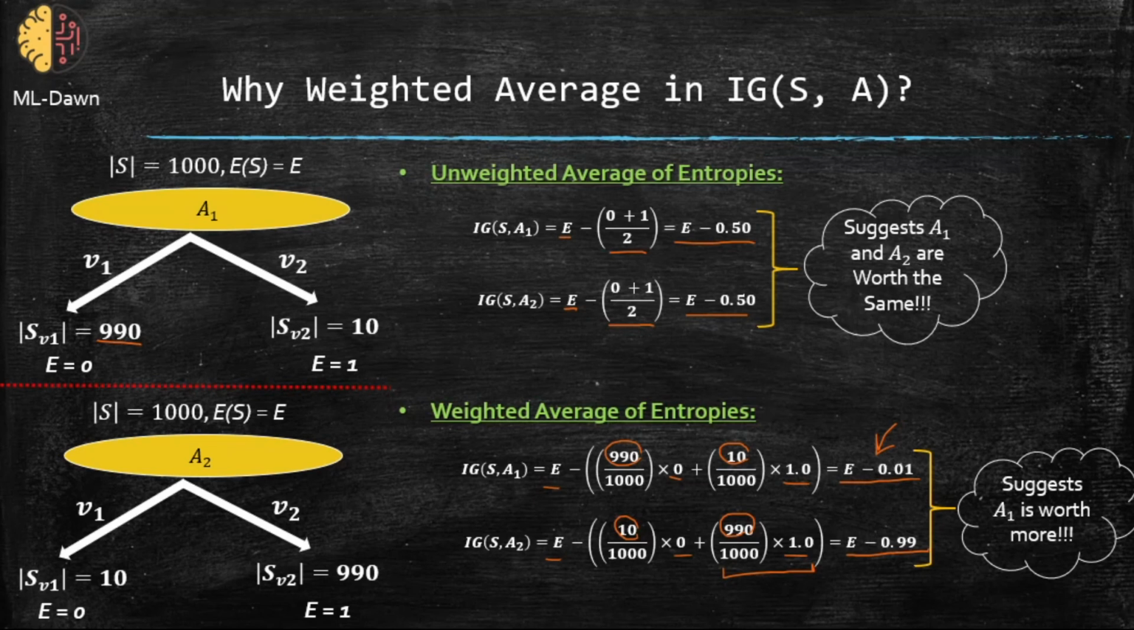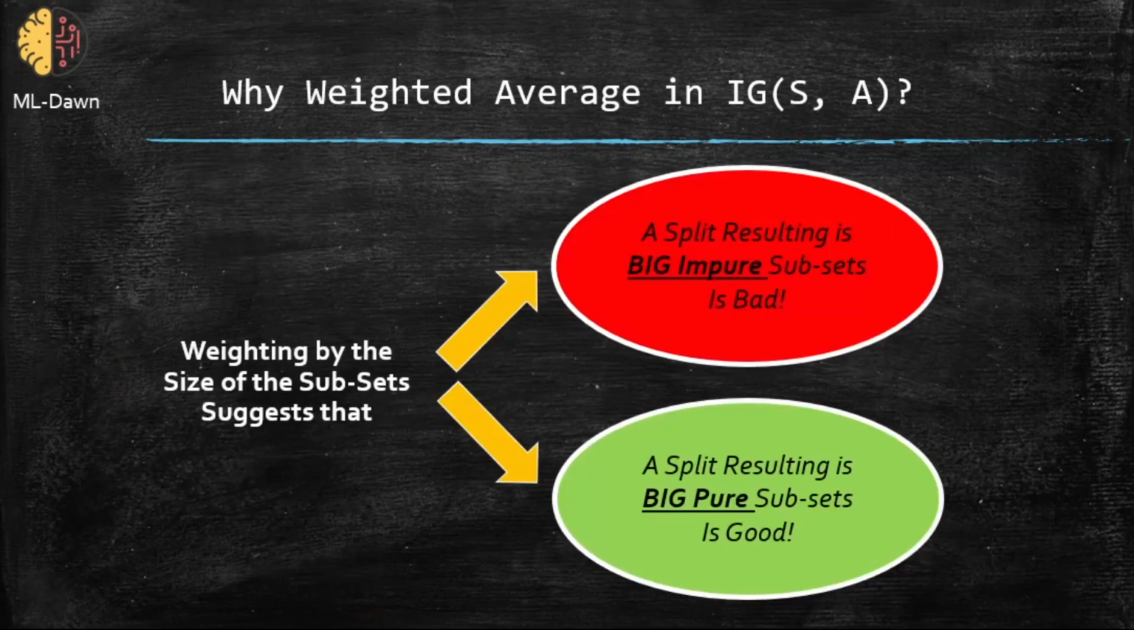If we split on A1, we get a huge set with 0 entropy. If we split on A2, we get a huge set with the highest amount of entropy, the highest amount of confusion. So as you can see, this idea of weighting by the sizes of the resulting subsets plays an absolutely crucial role. In order to summarize, weighting by the size of the subsets suggests two main ideas.